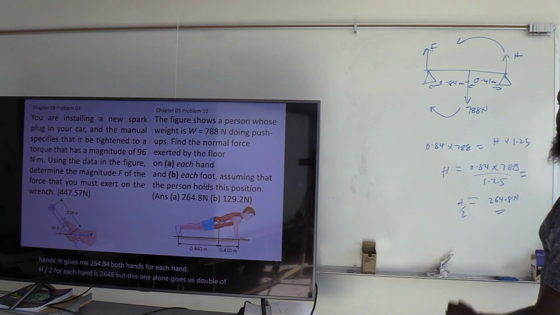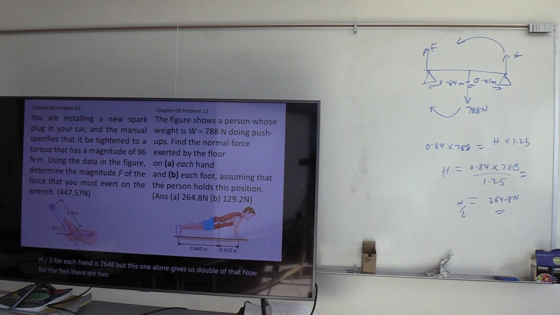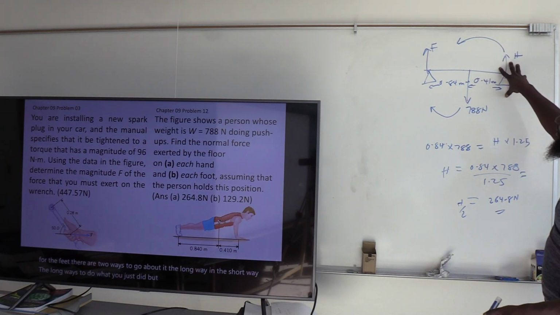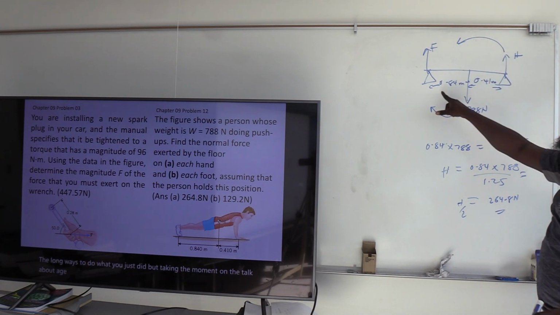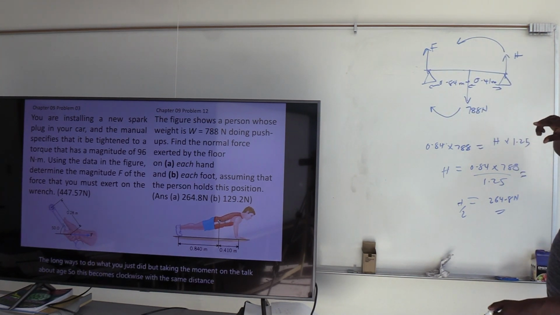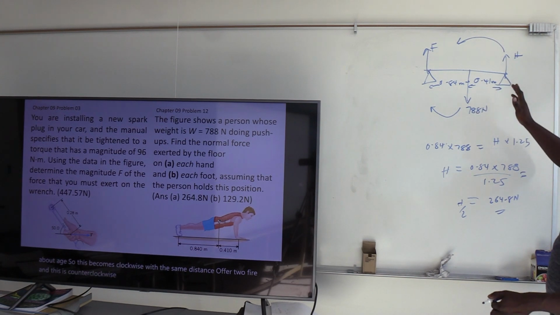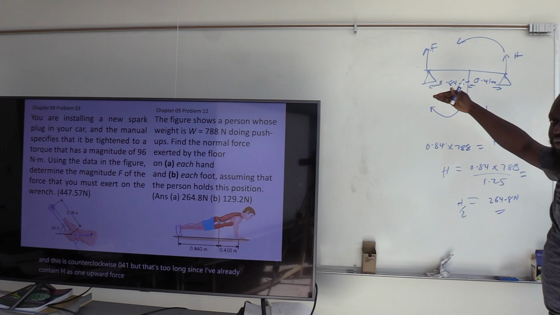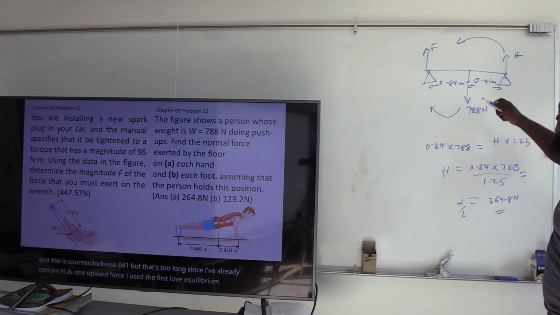Now for the feet, there are 2 ways to go about it, the long way and the short way. The long way is to do what you just did, but taking the moment or the torque about h. So this becomes clockwise with the same distance, 1.25, and this is counterclockwise, 0.41. But that's too long. Since I've already gotten h as one upward force, I use the first law of equilibrium, that downward forces equal upward forces.